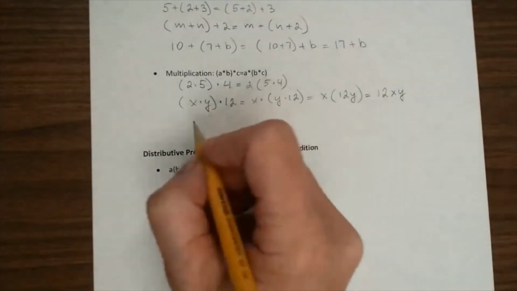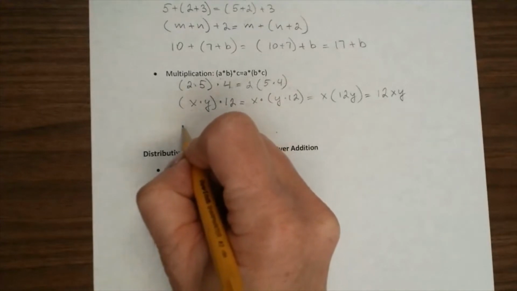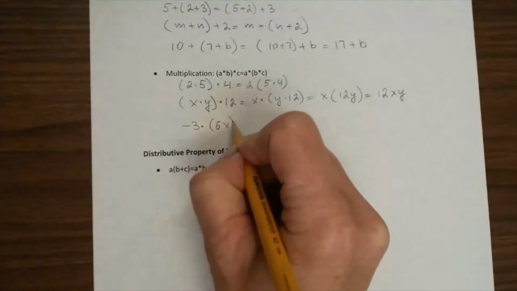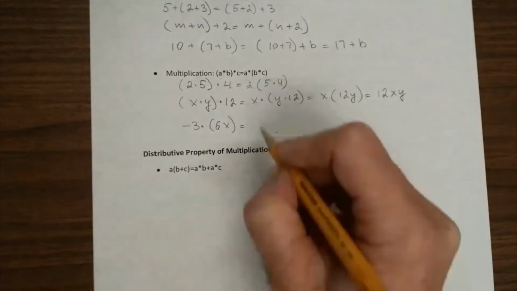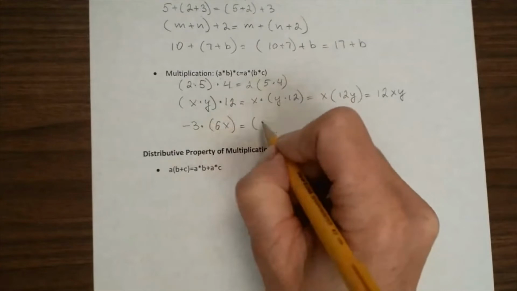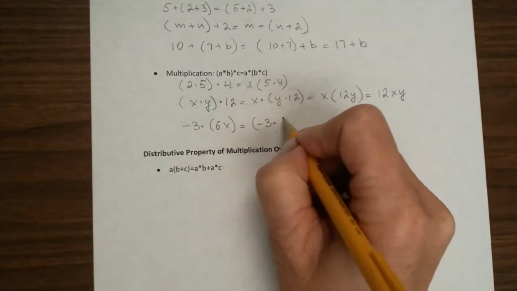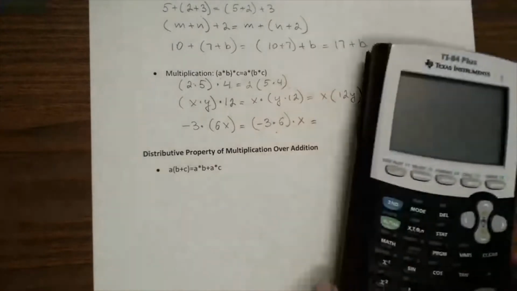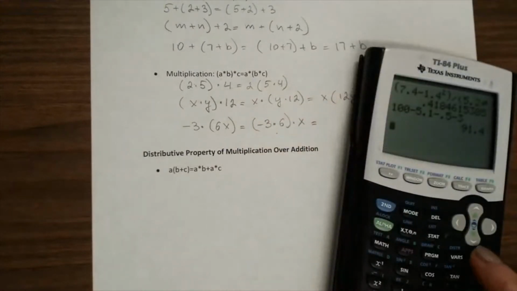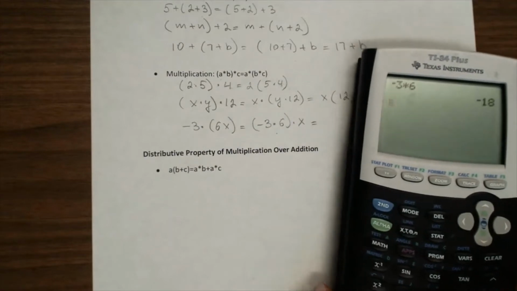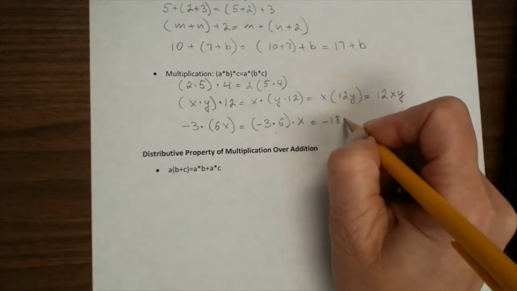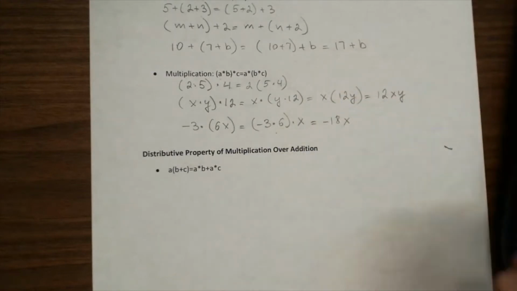And an important thing, something like this. We have negative 3 times 6x. We will rearrange our parentheses. It will be negative 3 times 6 times x. We will type on our calculator. Negative 3 times 6 will give us negative 18. So it will be negative 18x.